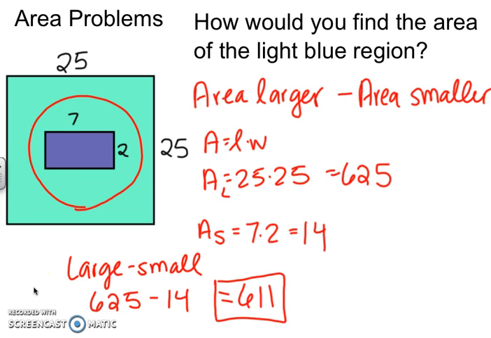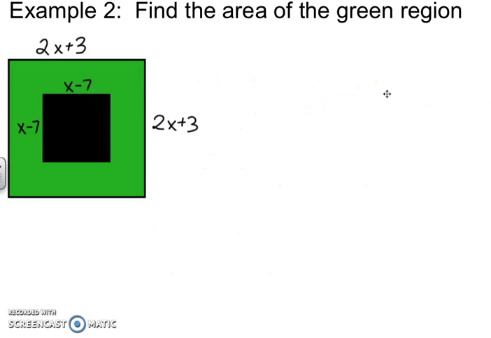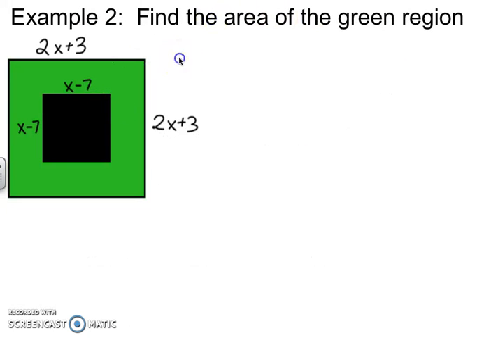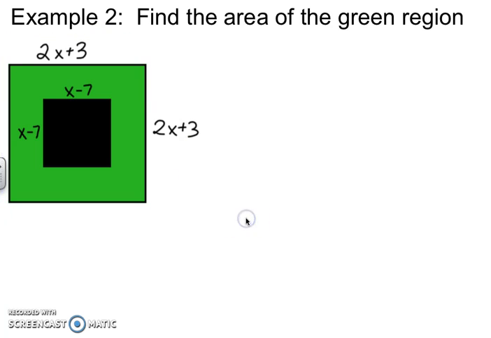But what we're going to do today is we're going to actually apply polynomials to this concept. So if you remember area of the large minus the area of the small, you will be fine. Okay. So I'm going to do this problem, and then you're going to do the last problem on the back, and then we'll be done. Okay. So first thing, it wants us to find the area of the green region. So I need to find this area, this outside area. So again, I'm going to do the large minus the small.